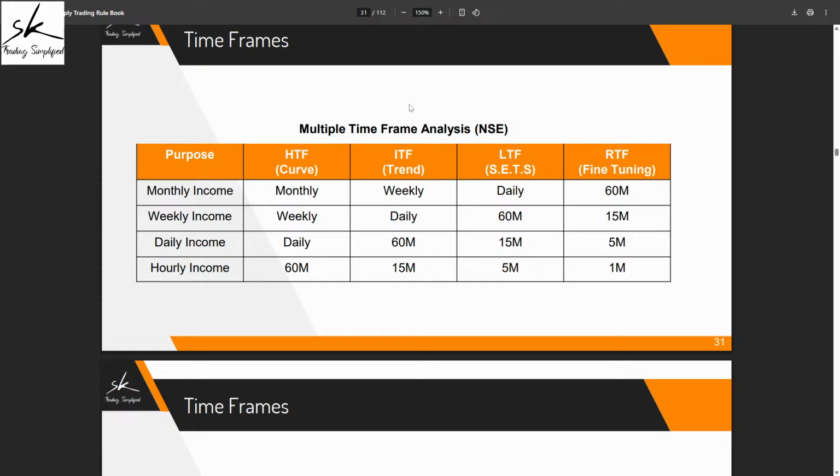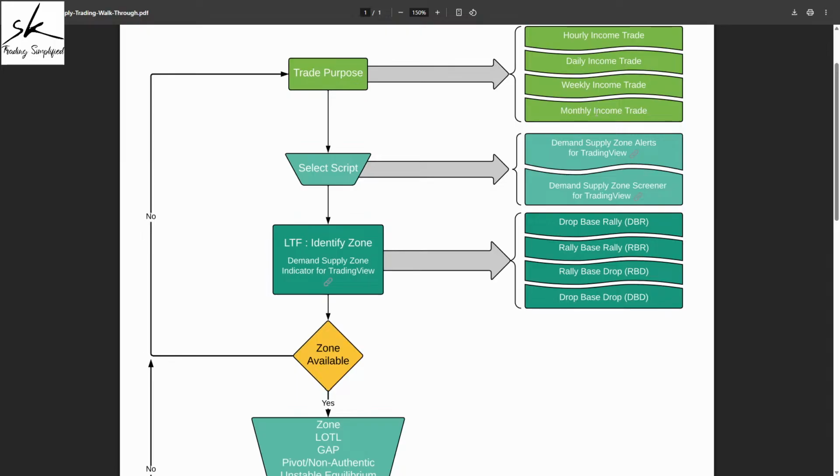So as soon as I'm done with my step number 1, I said define my purpose of trade. From the rule book, I get to know what time frames I'll be using. Plus now I also know what is going to be the purpose of each and every time frame. So my challenge number 1 is taken care of. Now the next challenge is, yes, I do know my time frames.